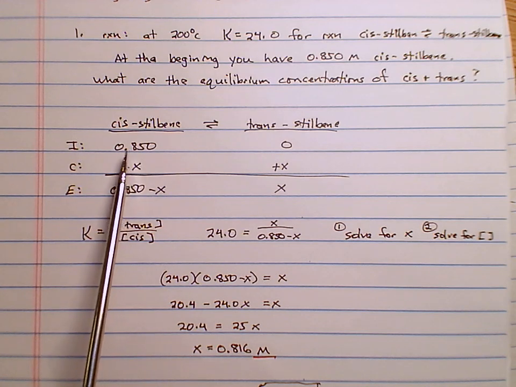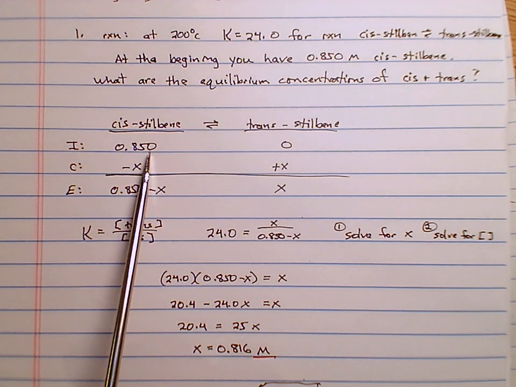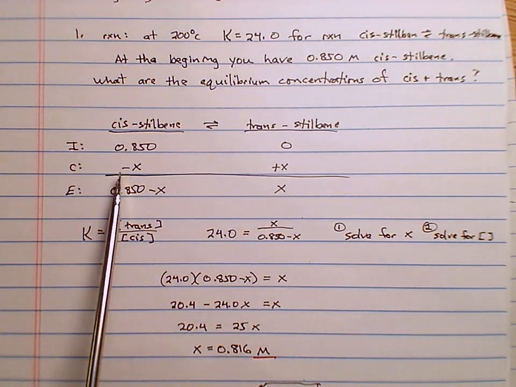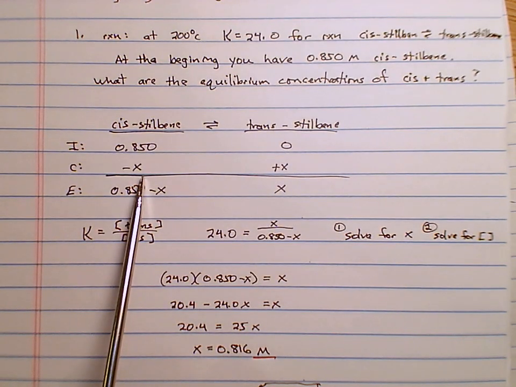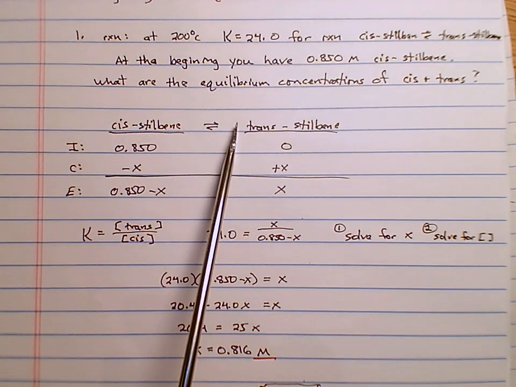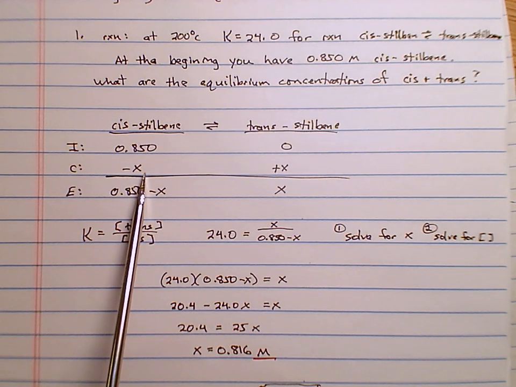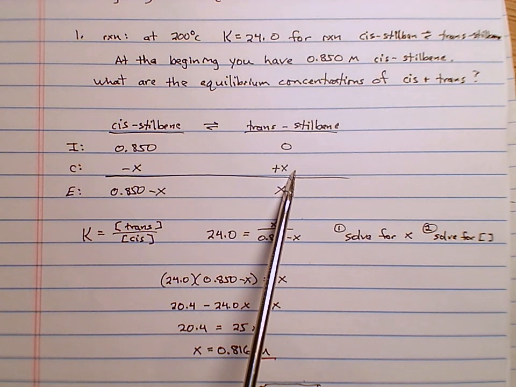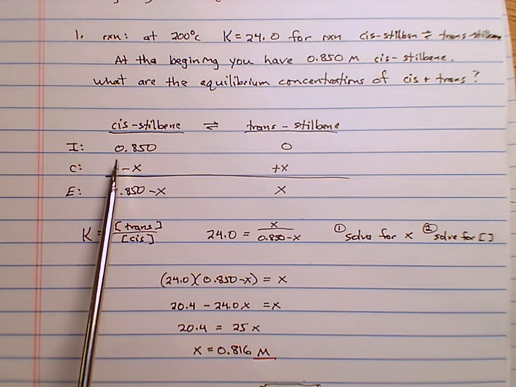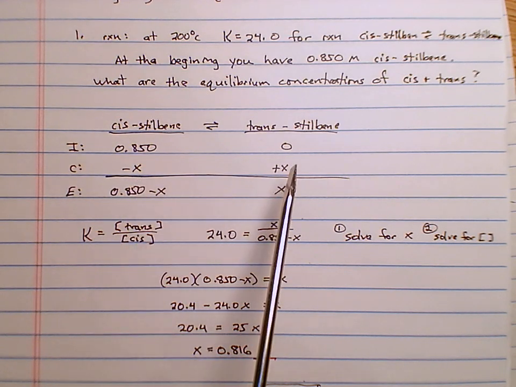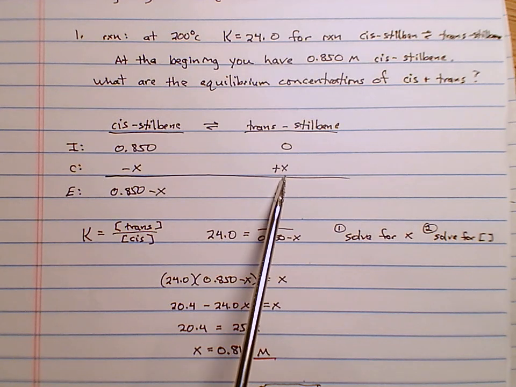So I don't know how much cis-stilbene went away, so I'm going to put minus x. Minus because I know some of that cis-stilbene did go away. It got converted into trans, so it's the minus x because I don't know how much it is, so I'm putting x. However, our stoichiometry is 1 to 1, which means for every mole of cis-stilbene that goes away, 1 mole of trans-stilbene comes into being. So if the concentration of cis-stilbene drops by x molar, the concentration of trans-stilbene increases by x molar.